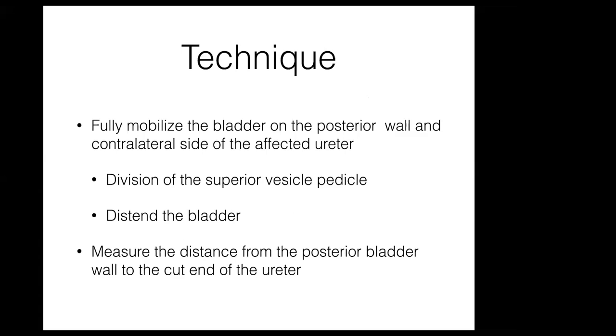As for the bladder, you fully mobilize the bladder on the posterior wall and the contralateral side of the affected ureter. This may entail division of the superior vesical pedicle, and it will be easier if you distend the bladder during this process. You then measure the distance from the posterior bladder wall to the cut end of your healthy ureter.